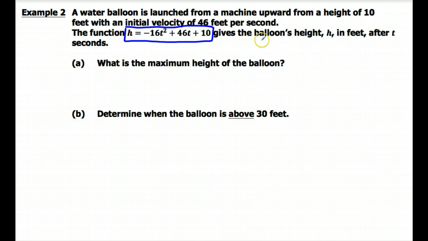So this equation, h equals negative 16t squared plus 46t plus 10, will tell you the height of the balloon, h after t seconds. So similar to the last problem, except this time, I don't want to know when it hits the ground. I want to first of all know what is the maximum height of my balloon. So we're going to go back to our graphing calculator.